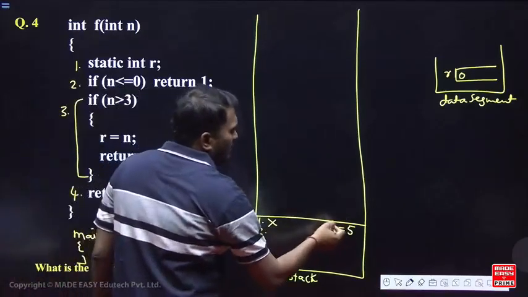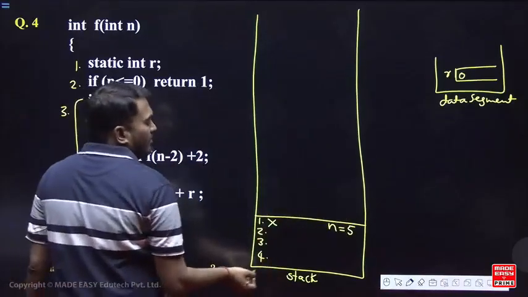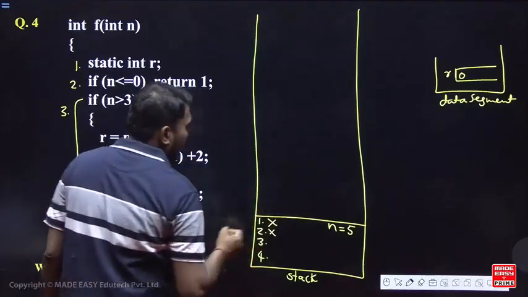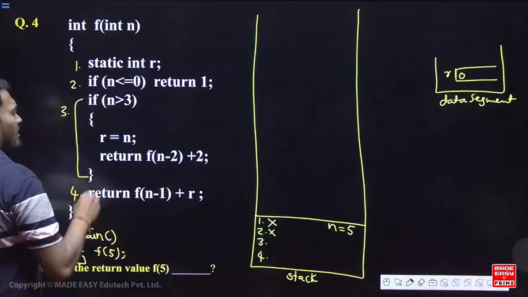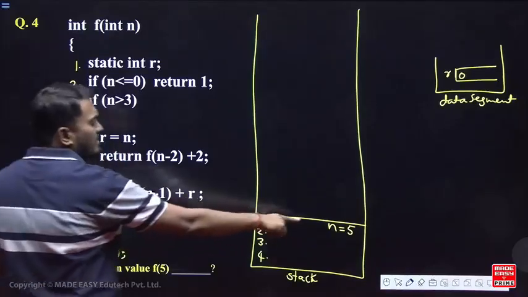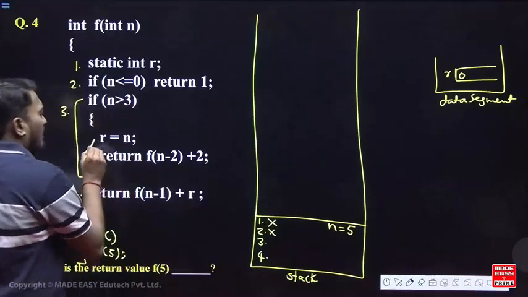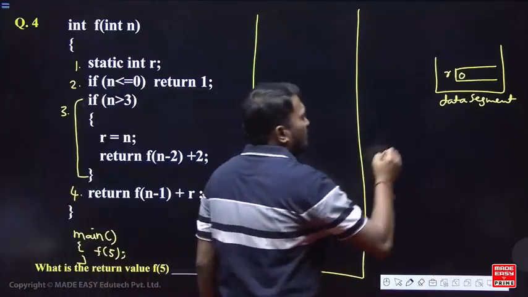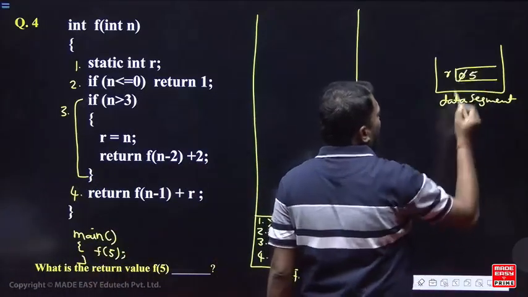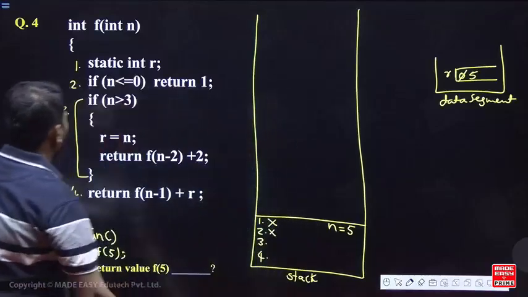Now tell me, if n less than or equal to 0, return 1. Is n less than or equal to 0 true or false? False, because n value is 5, so this is not going to be done. Next, third statement, if n greater than 3. Now tell me, n greater than 3, true or false? True. You go inside, r equal to n, so n value will be assigned to r. What is the n value? 5. So 5 will be assigned to r.